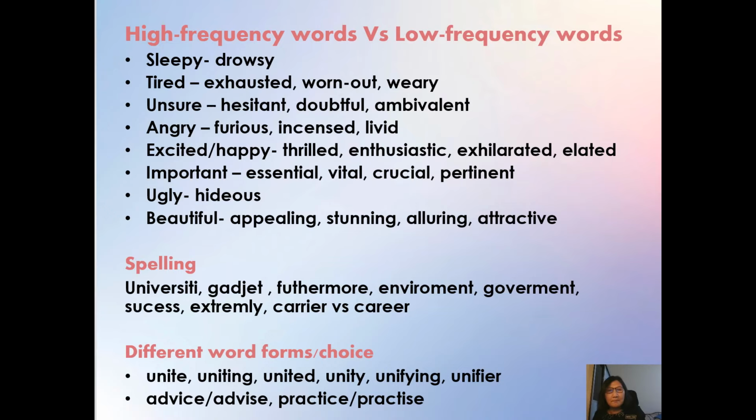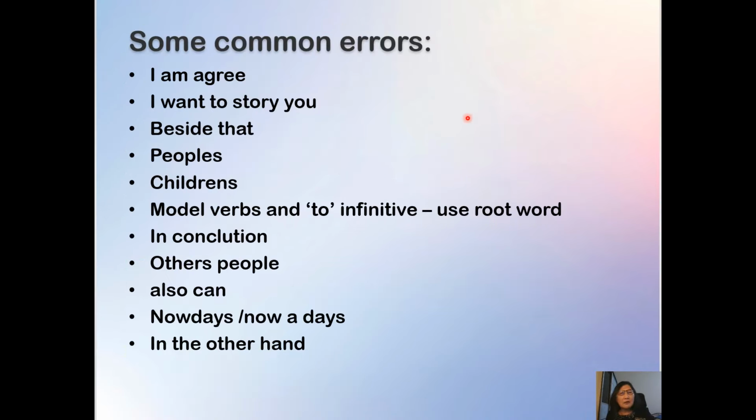Earlier on, I mentioned accuracy in terms of language use. So now let's take a look at some common errors that are made by students. In the first sentence here, it is wrong to say I am agree. The correct version should be I agree or I agree with you. Similarly, the second sentence is a distortion. You just have to say I would like to tell you.